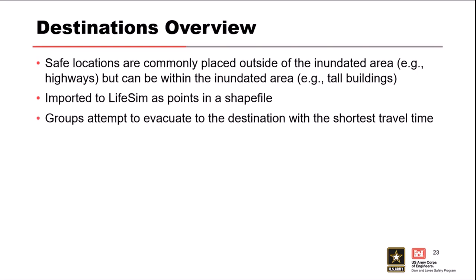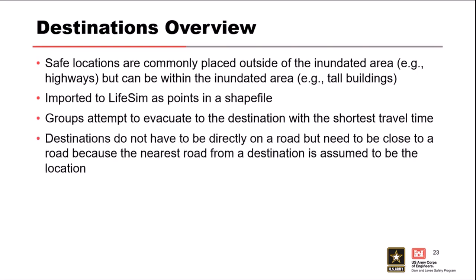Like I said, groups will attempt to evacuate to the destination that they can get to the fastest. And destinations do not have to be directly on a road, but they need to be close. So when you're setting destination points, they don't have to be exactly on the road line. They can be off a road, but you don't have to be perfect about it. The reason for that is that if it's a destination, LifeSim is going to search for the nearest road to that destination, and it's going to put that destination on that road. Okay.